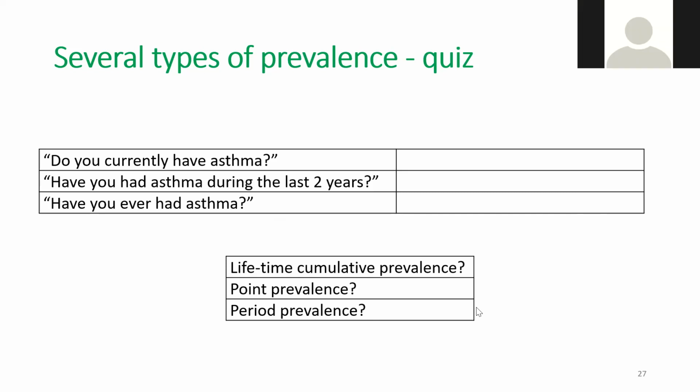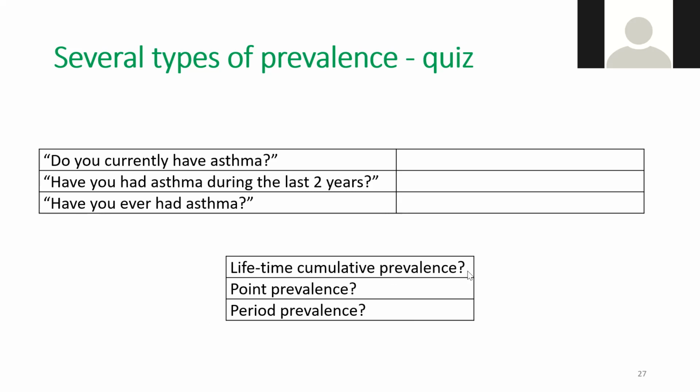Point prevalence. Yeah, good, that's point prevalence. What about if you say, have you had asthma in the last 2 years? Over a period. Yes, that's over a period, isn't it? A defined period of time. So that's period prevalence. And then the question, have you ever had asthma? A lifetime. Yeah, lifetime cumulative prevalence.